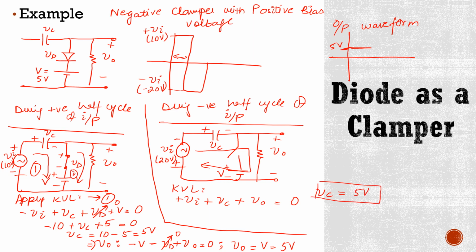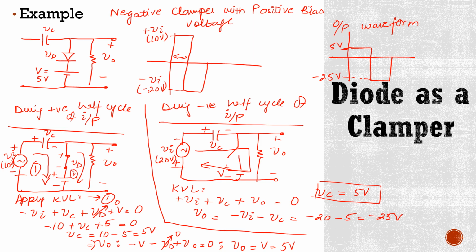Okay, and we know that here VI is 20 volts, so now output voltage will be equal to minus VI minus VC, which is minus 20 minus 5, equal to minus 25 volts. So on your output waveform, you draw this like this, where this amplitude is equal to minus 25 volts during negative half cycle of input.